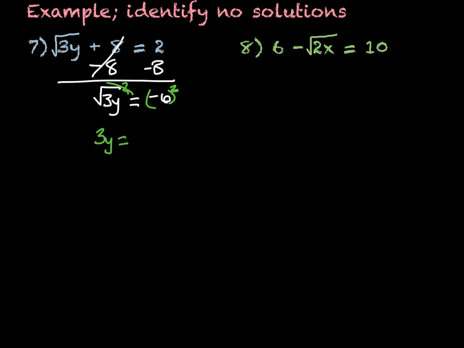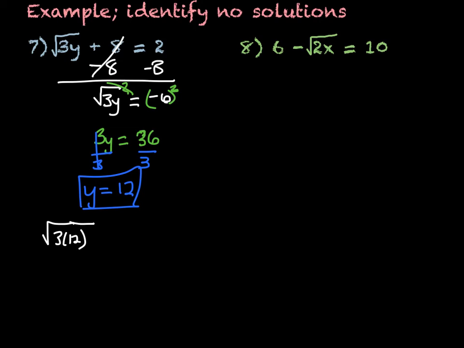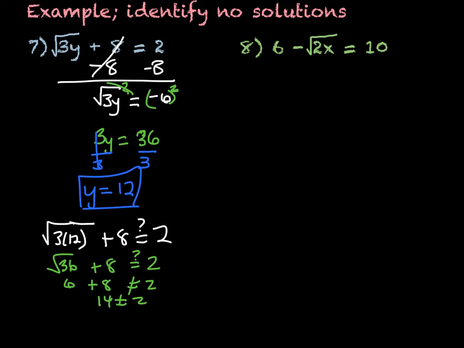And I have 3y equals 36, because negative 6 squared is 36. So I'm going to then divide by 3. And y is equal to 12. Now I need to see if 12 works. So I have the square root of 3 times 12 plus 8, and I want to know if that is equal to 2. So 3 times 12 is 36. So I have the square root of 36 plus 8. Is that equal to 2? So 6 plus 8 is not equal to 2. 6 plus 8 is 14. So there's no solution. And 12 would then be extraneous.